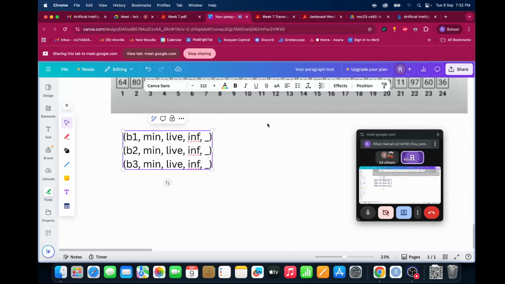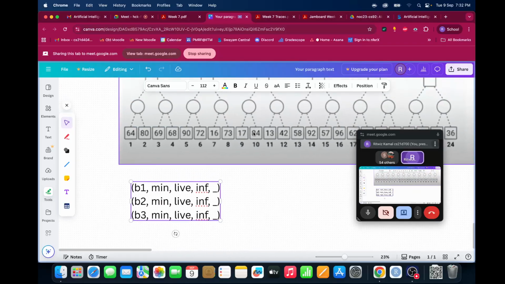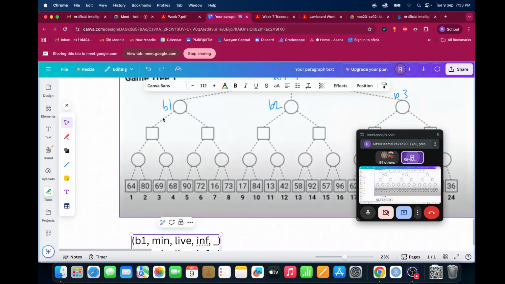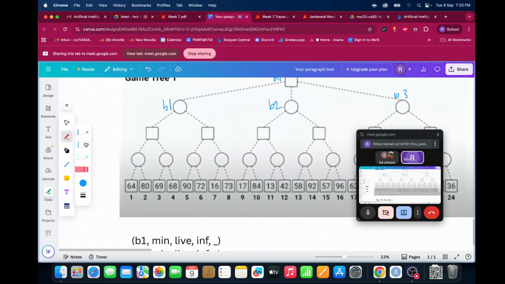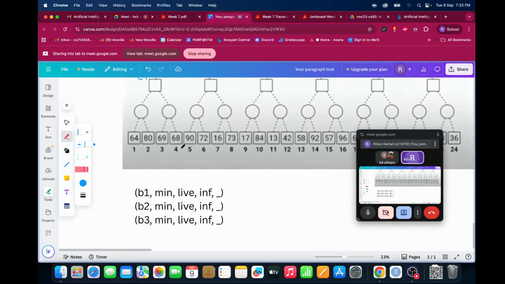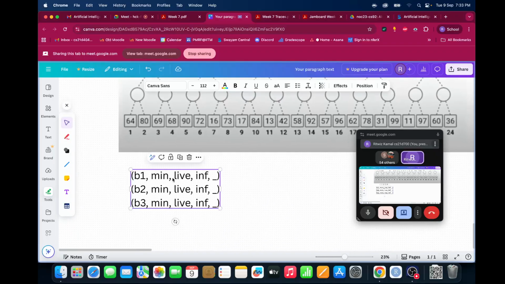Okay, now for B1 we will add the leftmost child of the min node, which happens to be C1. So we will pop B1 and instead we will add C1, which is a max node, live node, bound infinity, and again unsolved, so we will leave it at that.